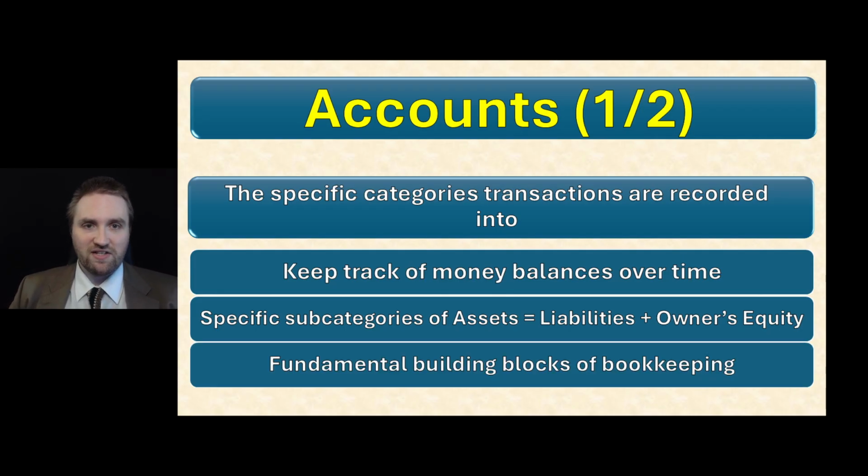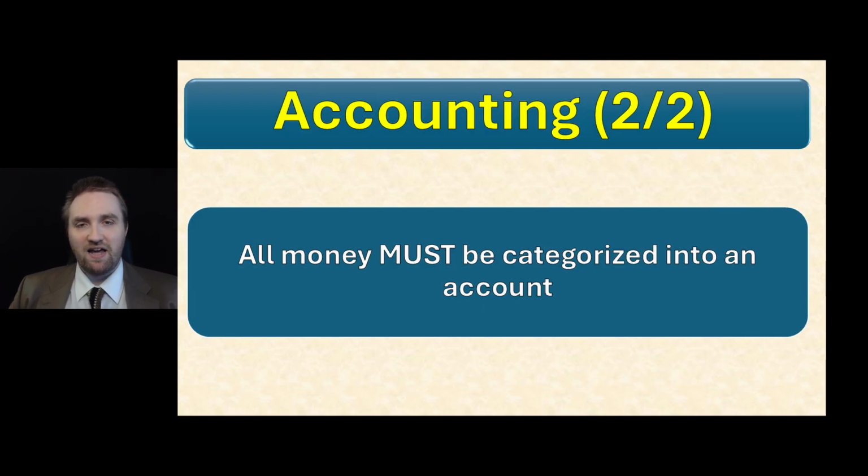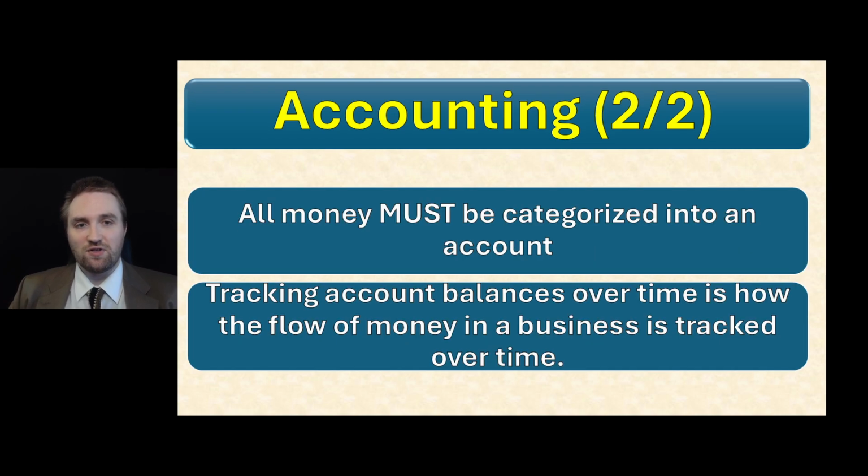When you record a transaction, the money in that transaction must be labeled under its correct account. In other words, all money must be categorized into an account. This categorization is the core of bookkeeping. Tracking account balances over time is how the flow of money in a business is tracked over time. We'll go over the various accounts and how to determine an account when we cover the chart of accounts later. For now, let's do one example to introduce the concept.